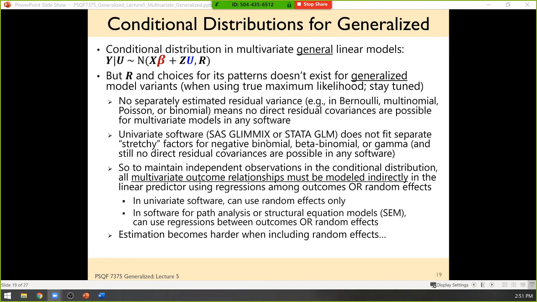Big picture, random intercepts create correlations between outcomes. They create a constant correlation. But we don't have other options available to us. We just sort of have to pretend that that's good enough in the world of generalized models. Random effects is the only way to go.